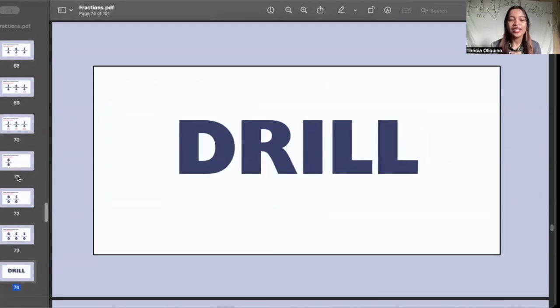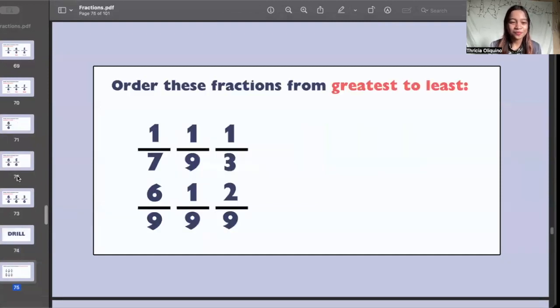Yes, so that was it. Now we're going to proceed to our drill. We're going to have a drill about ordering fractions with like denominators or like numerators, from least to greatest or greatest to least. Are you ready? Okay, so we need to order these fractions from greatest to least. When we say greatest, we go from the largest one to the smallest one.